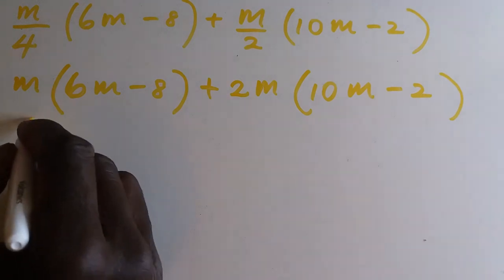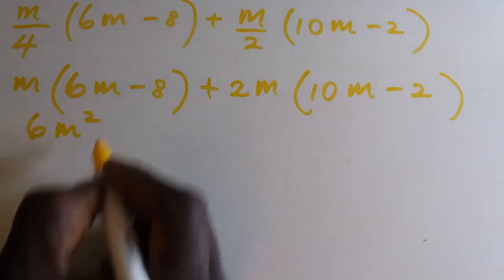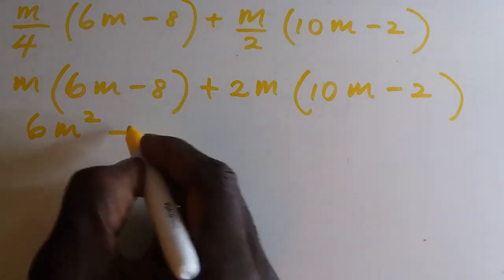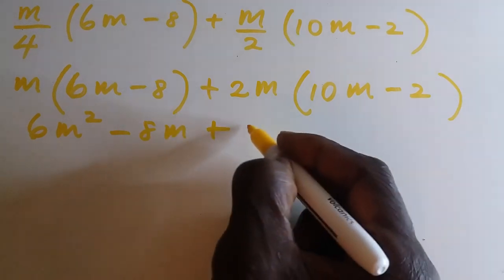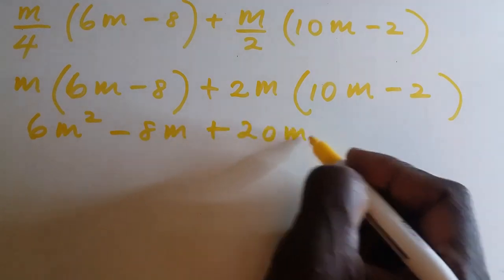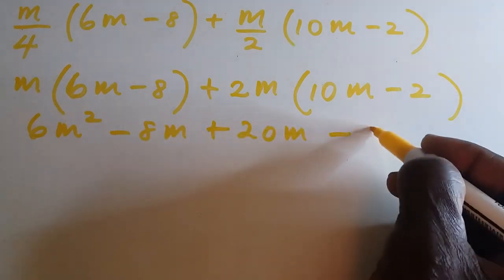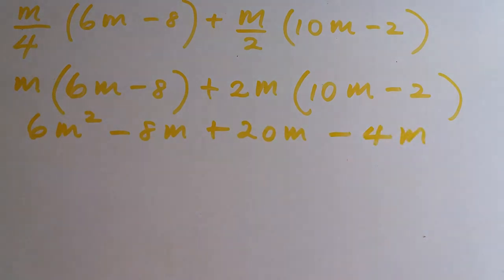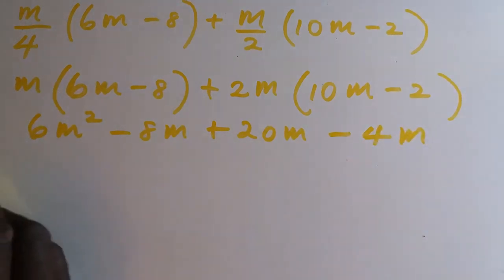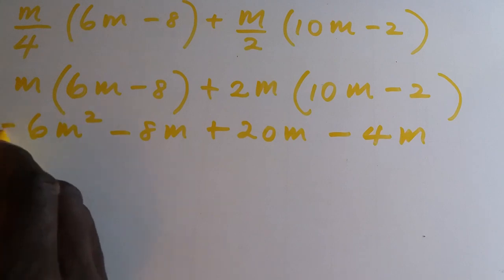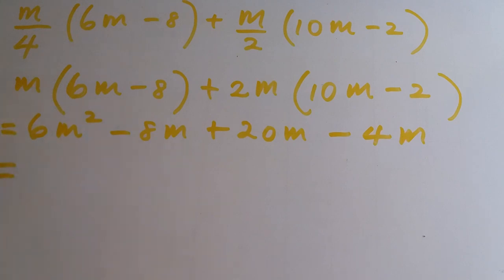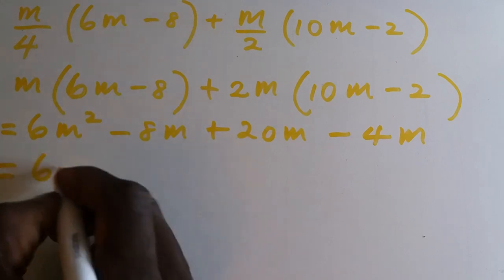We have 6m squared minus 8m, add 20m minus 4m. Now we can group similar terms. We only have one in m squared.